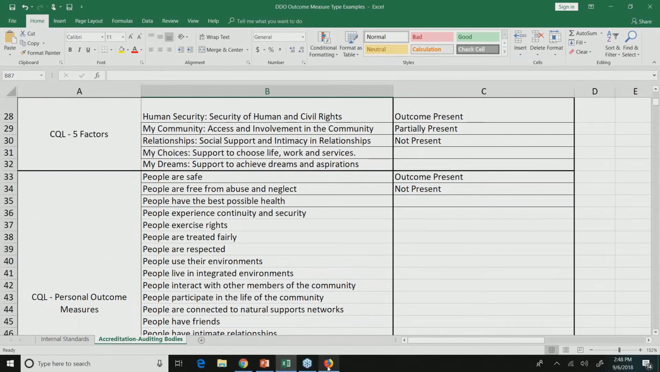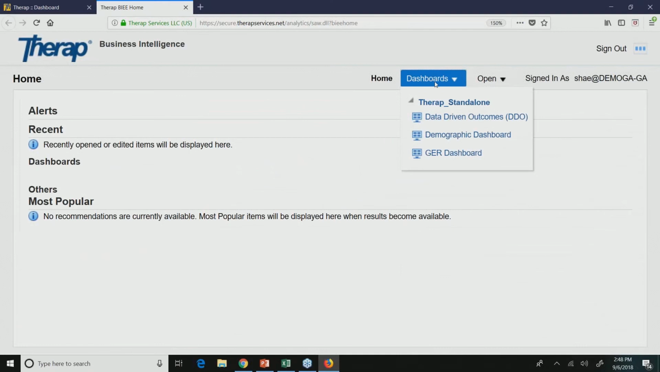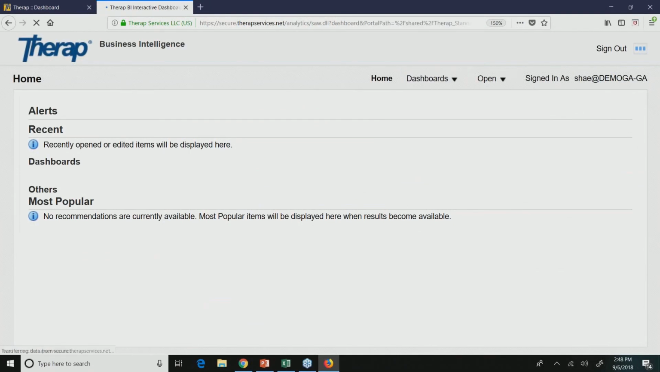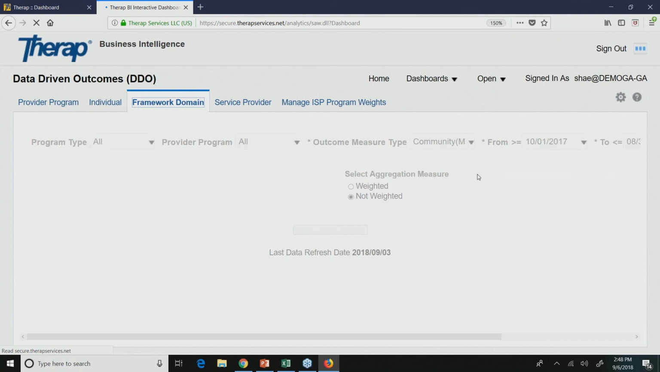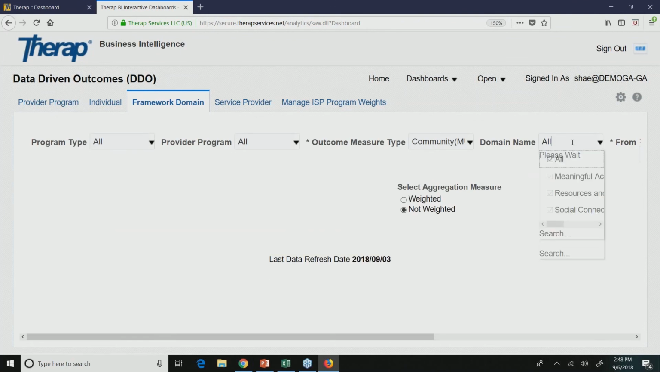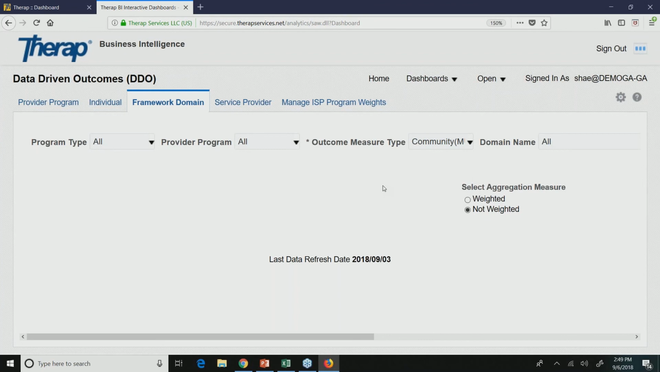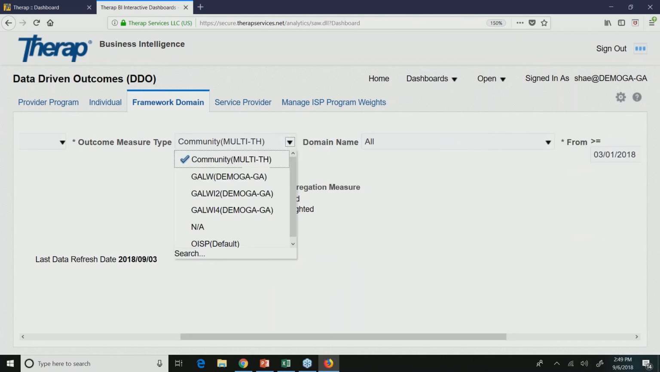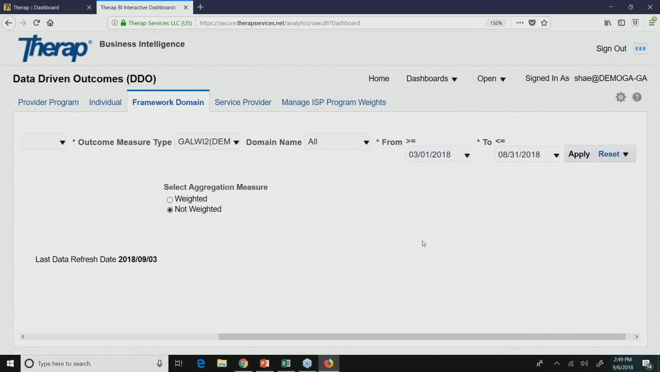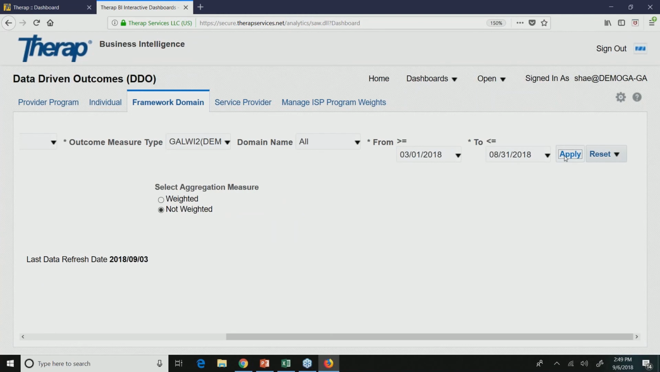So let's go over and see if our reporting has pulled up, and it has. So I'm going to go in again and sort of adjust my dates there. And I want to look at it from the framework. You can sort of see how you can drill down into the specific domain names if you wanted to. I want to look at this, the important to and important for, and I want to apply.